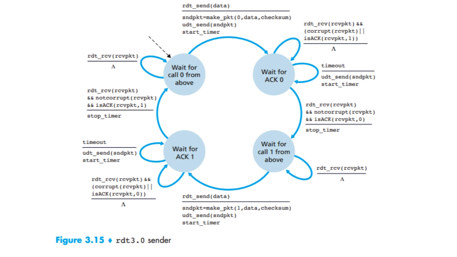State 4 is the bottom left. This state confirms whether the receiver has received the packet or not. The state checks that the received acknowledgement is not corrupt, has the sequence number 0, and has arrived within the time.